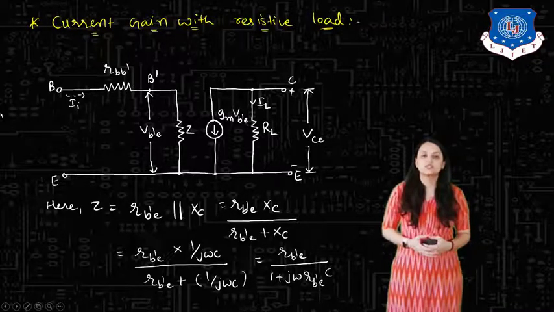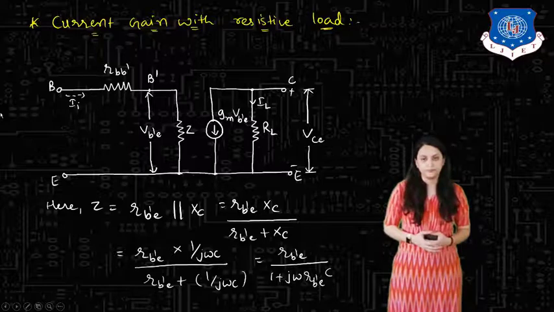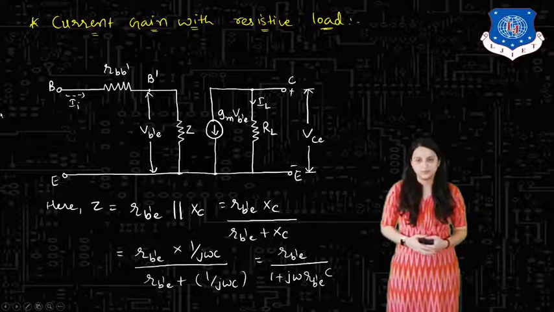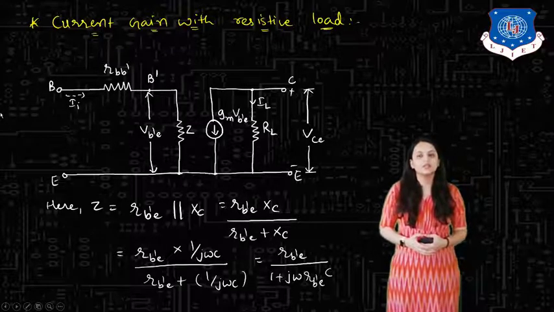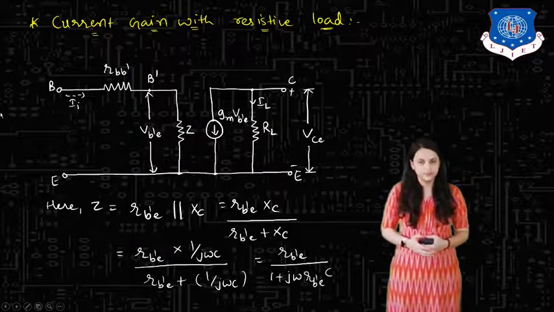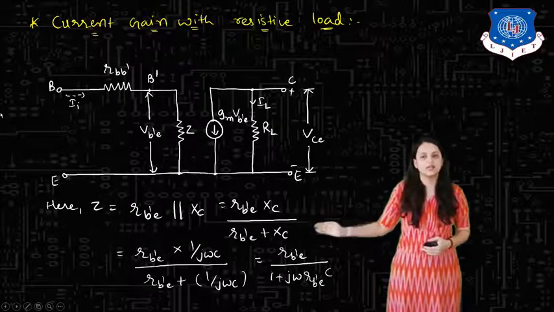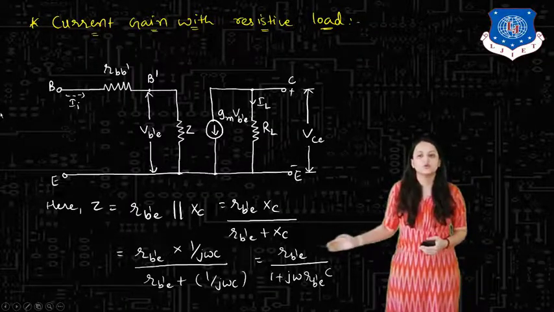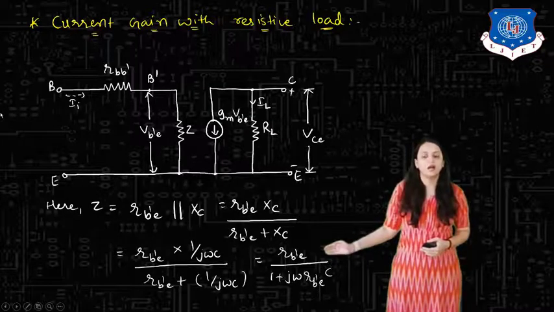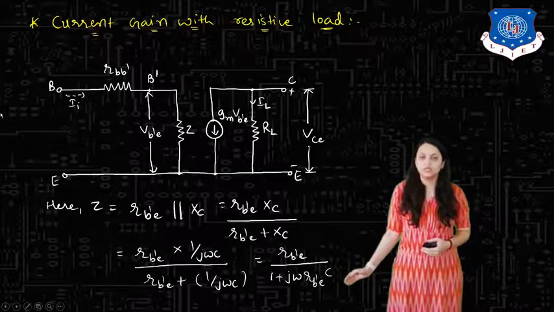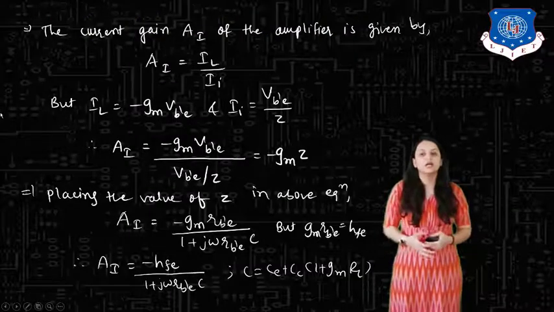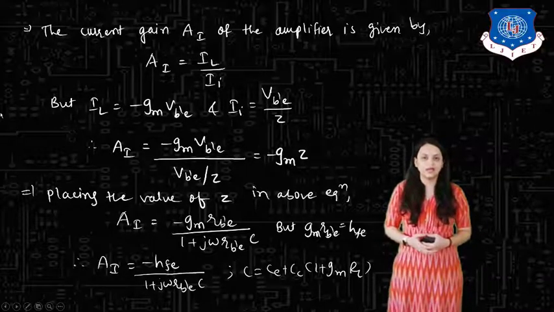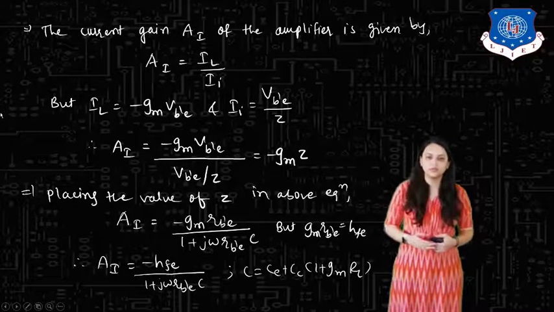Now let us see the next topic, that is current gain with resistive load. Here we are considering that in the output circuit the load is in the form of resistance. So here Z is given as r_b'e parallel with Xc, that is r_b'e into Xc divided by (r_b'e plus Xc), where Xc is 1 upon j omega C. By solving this we get r_b'e upon 1 plus j omega r_b'e into C. The current gain Ai of the amplifier is given by Ai equals IL by Ii, that is output load current divided by input current.